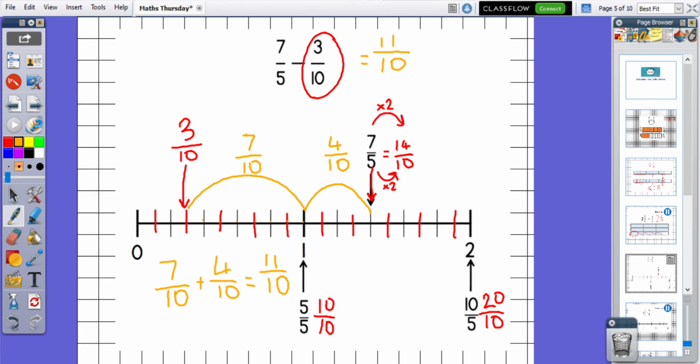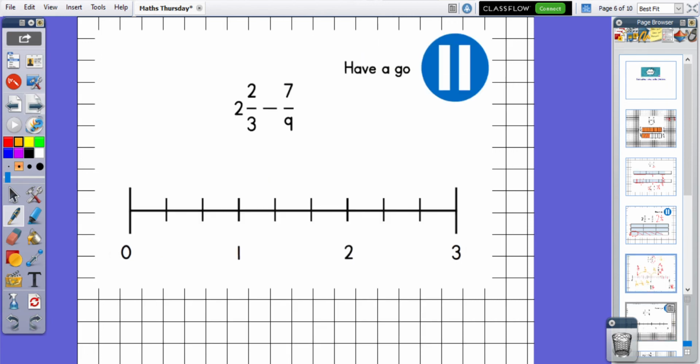Okay? Let's have a go at this one. I want you to do it this time. So you've got 2 and 2/3 subtract 7/9. Okay, hopefully you've had a go at that.